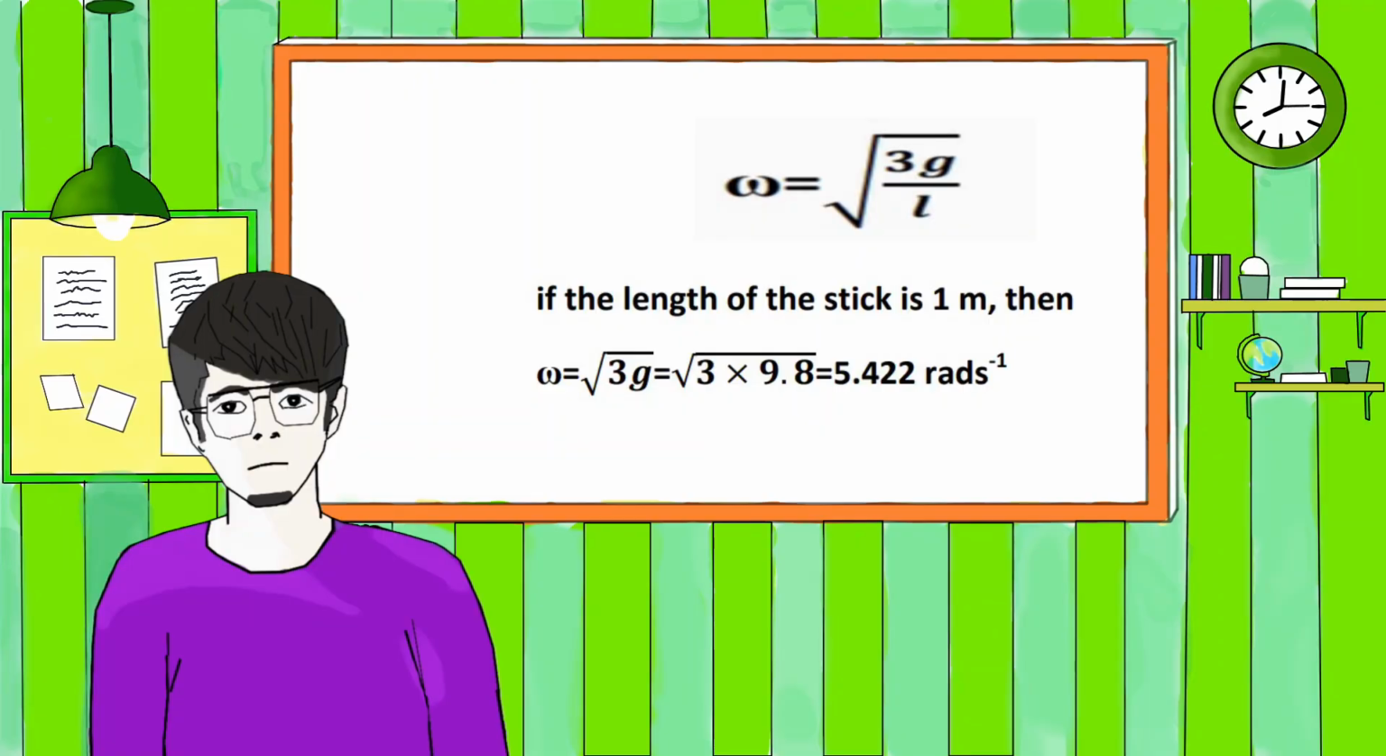For example, if the length of the rod is 1 meter, substituting L is equal to 1 and g is equal to 9.8, we find that the rod will hit the ground with an angular velocity of ω is equal to root over 3g, or 5.422 radian per second.